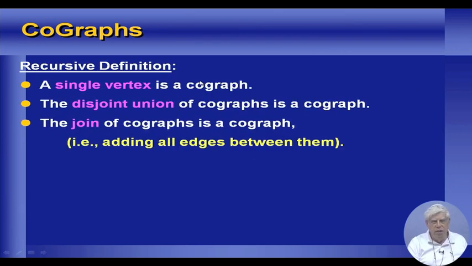Now we'll put that to the side, and I want to introduce the family of CoGraphs, and then we will merge the two ideas together. A CoGraph is defined in this recursive manner. A single vertex is a CoGraph. The disjoint union of CoGraphs is a CoGraph. And the join of CoGraphs is a CoGraph. Join means that I take a bunch of CoGraphs and I add all of the edges between them.